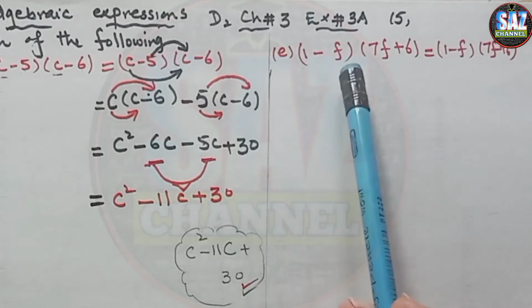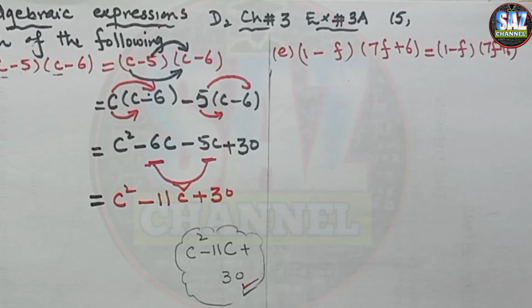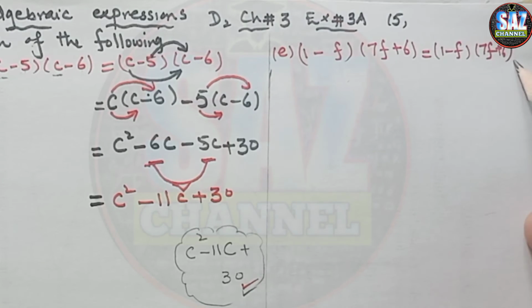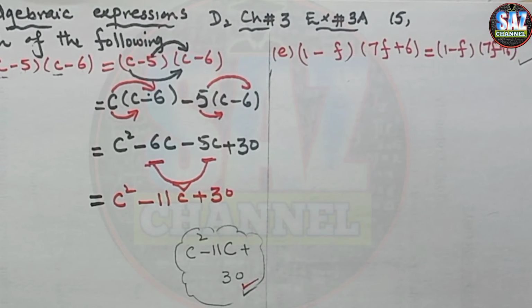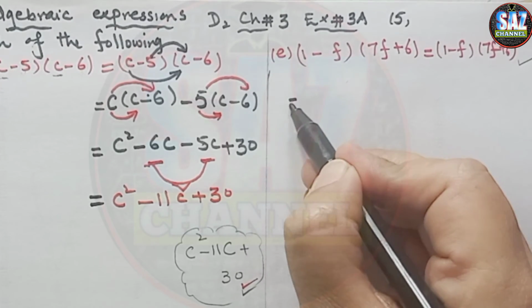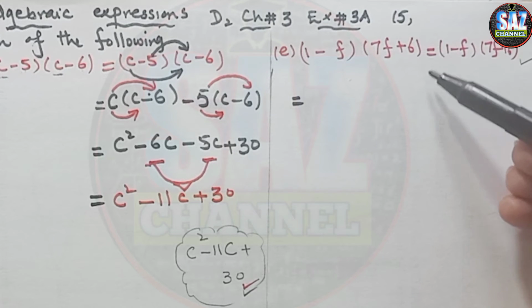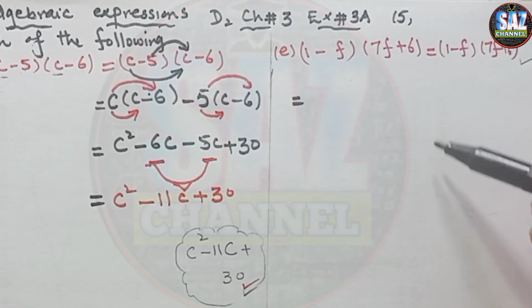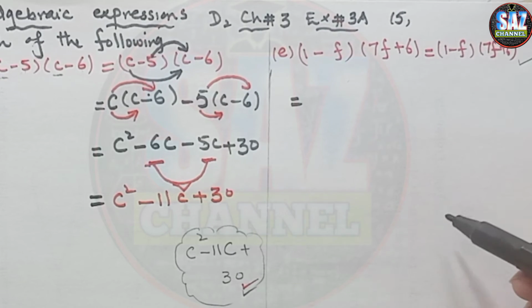That is 1 minus f into 7f plus 6. Okay, it's always good to rewrite the question. So I've written the question for you, and now as we have less space over here, I will be moving towards this side, but I will always advise my students not to displace your working; it has to come under each other.